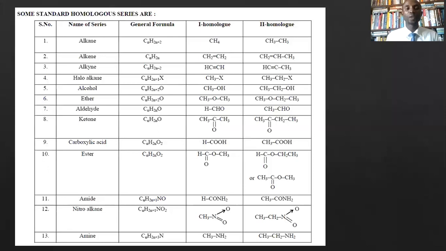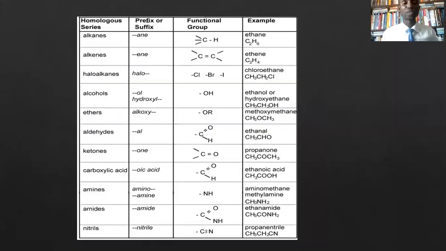Then, even in their naming, they have a unique way of pronouncing them. Their names must end with the suffix ane. Alkane: methane, propane, ethane, butane, heptane, and all of that. Alkanol, the suffix should be ol. So that is what we mean by that. Ether is alkoxy alkane, aldehyde is al, that means alkanal. Ketone is one, which is alkanone. Carboxylic has to do with alkanoic acid. The suffix must end with oic acid.